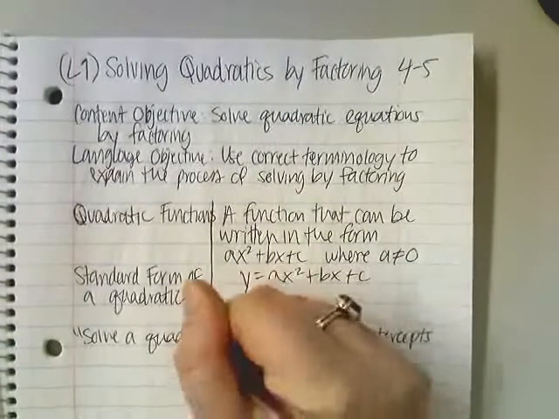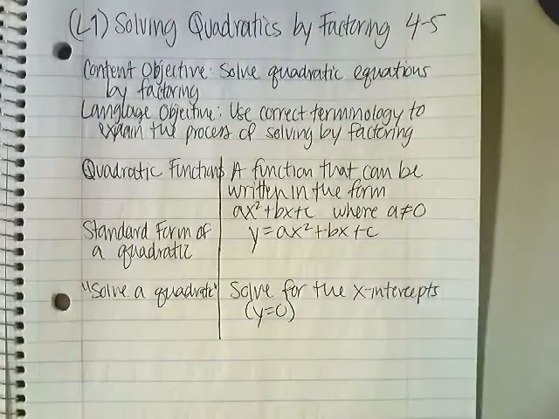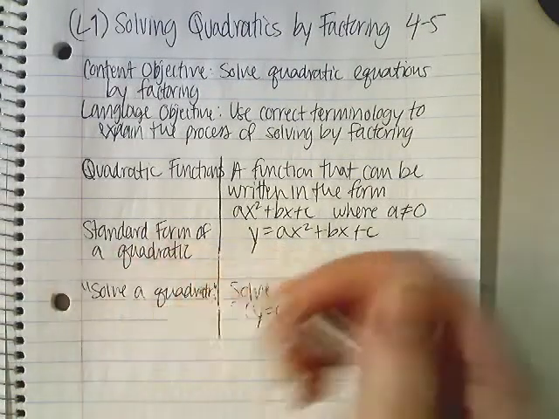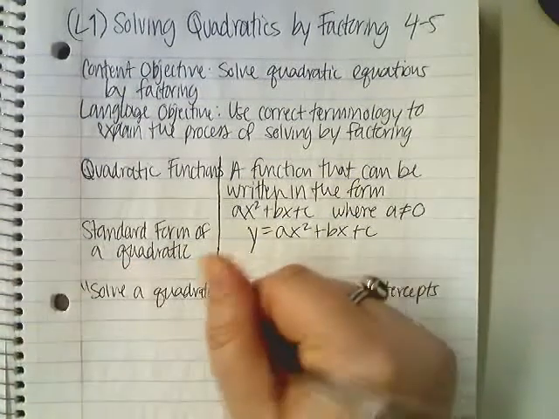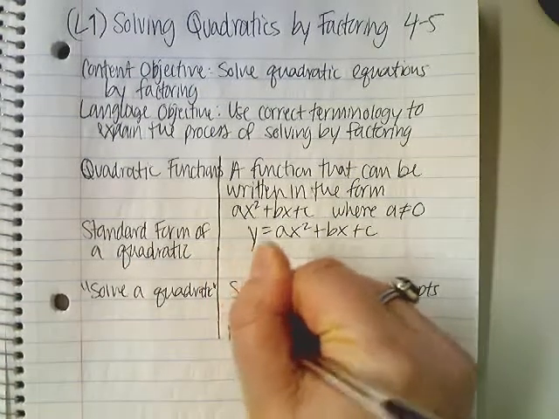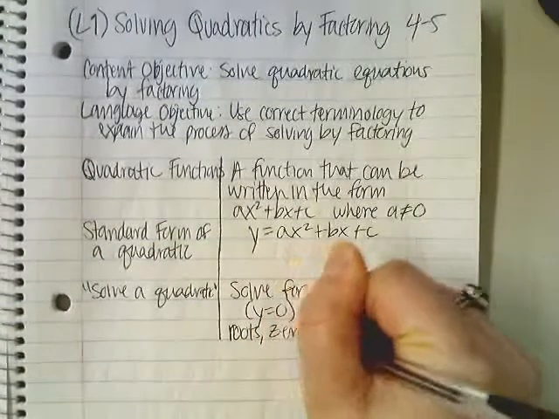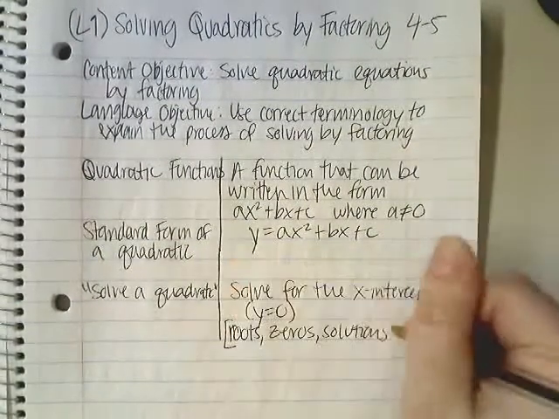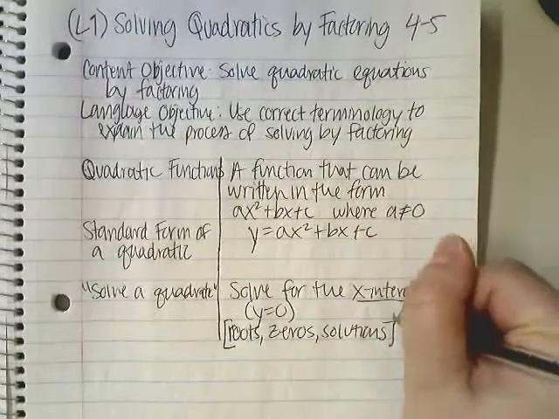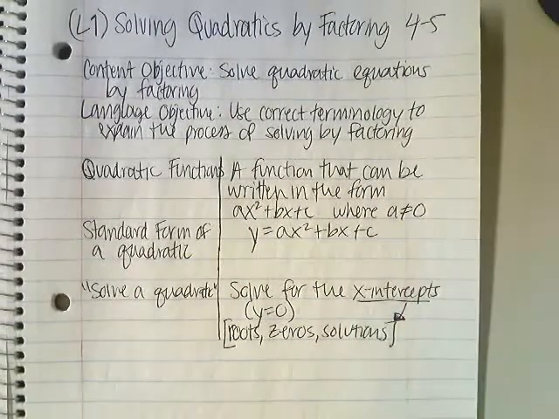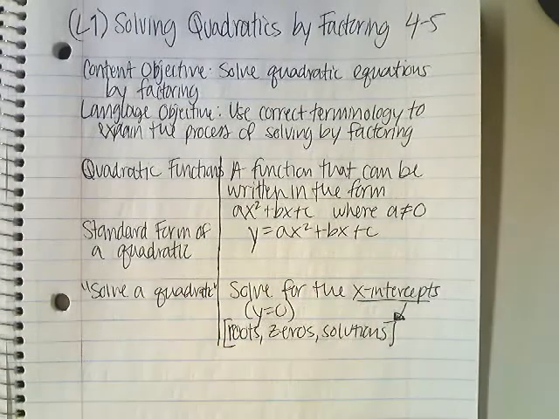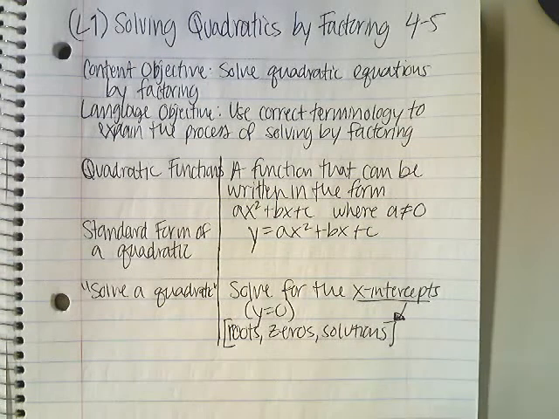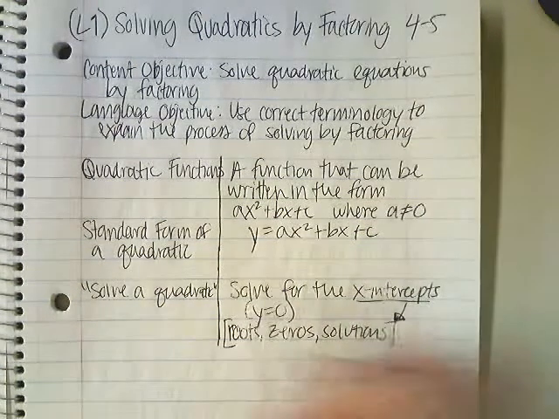Which is when y is equal to 0. So other ways you might hear this, or solve a quadratic referred to, is solving for the roots, zeros, or solutions. But ultimately, your goal will be the same. These are all ways of saying x-intercept. It's to solve the quadratic by getting y equal to 0 and then solving out for x.